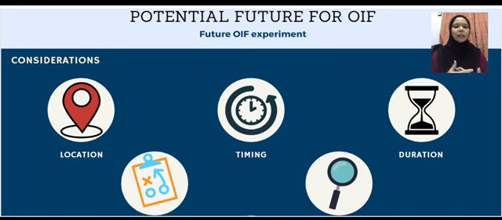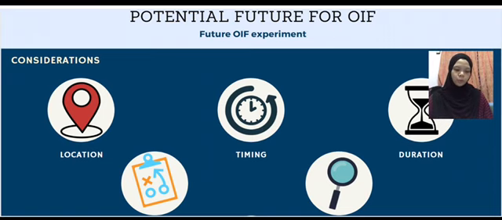There are 6 things that have to be considered to ensure the future experiment achieves its main goal. The first one is location. The second one is timing, which includes when an experiment starts. The third one will be the duration.